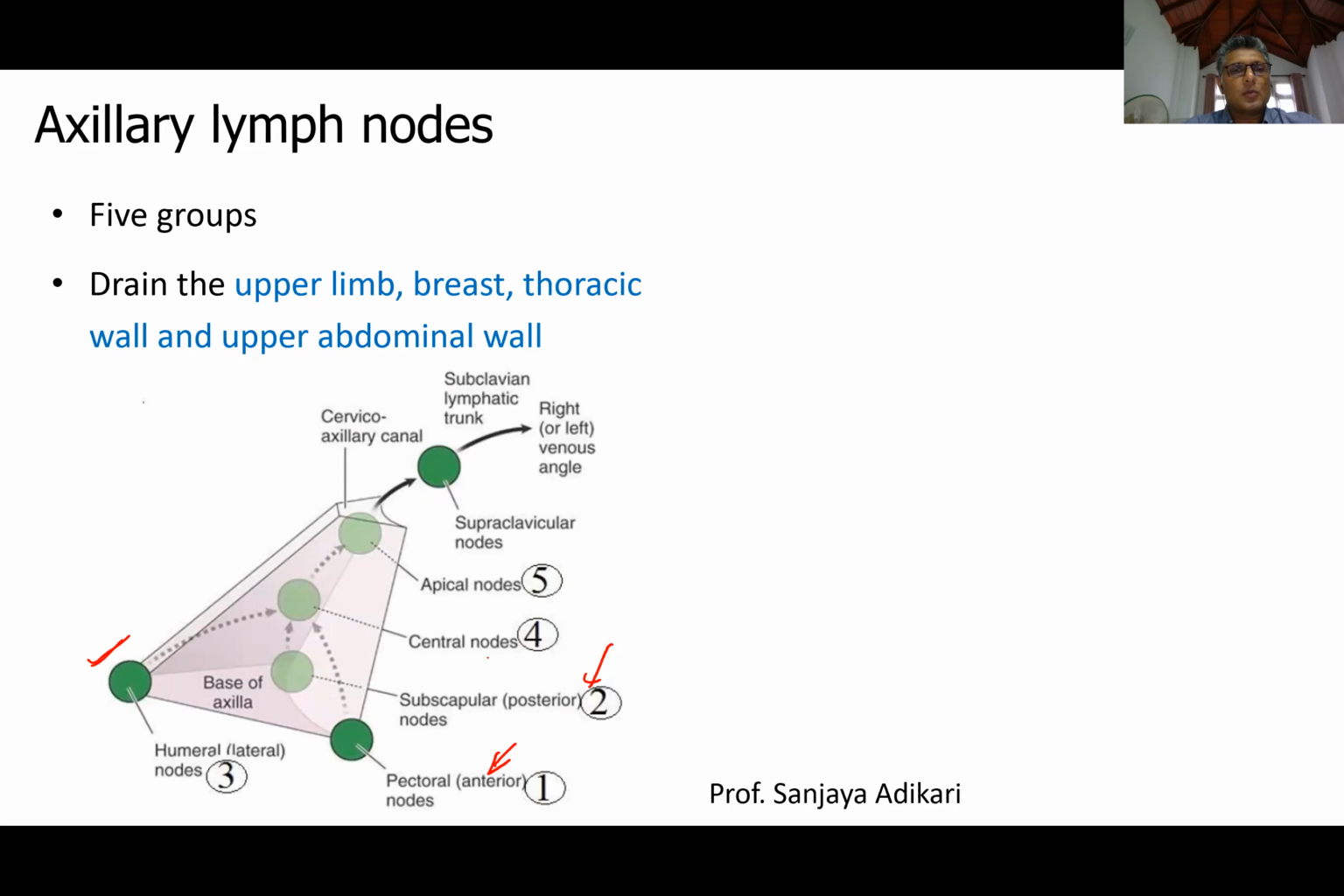Then there is a central group which drains all 3 previous groups that I mentioned, anterior, posterior, and lateral groups. And then finally there is an apical group into which all the lymph will ultimately drain. And from there it will drain into the supraclavicular nodes, which are cervical group of nodes, and from there into the right lymphatic duct or the thoracic duct and into the bloodstream. So that is how they drain.